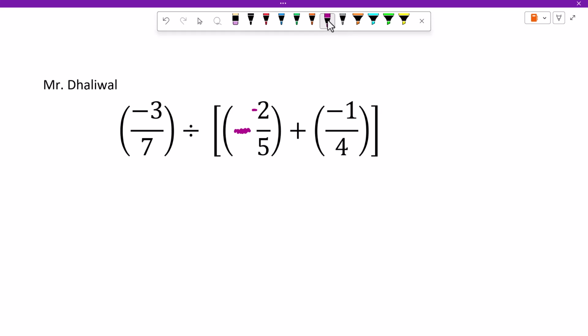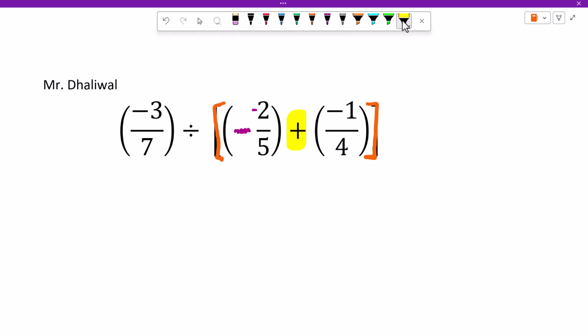Okay? So the first thing we want to do is look for the brackets that have operations inside of it. So once again, those are the square brackets. And we have this plus sign in between it. Right? So our goal is to combine the number to the left and to the right of that plus sign into a single fraction. Right? So you have a plus, we have 5 and 4, so we need a common denominator. What's a common denominator? 20.